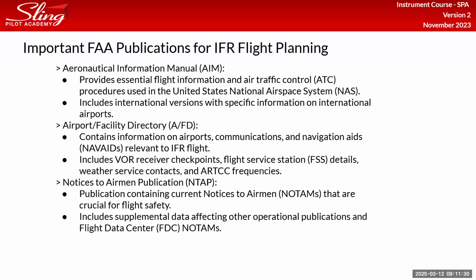Some other important things. We have the AIM, the Aeronautical Information Manual. This provides essential flight information and air traffic control procedures. I don't want to say it's more useful for IFR than VFR, but there are a lot of things about instrument approaches, navigation systems and stuff like that. So if you have questions, you can also look in the AIM. It also includes international versions with specific information on international airports. We have our Airport and Facility Directory, or AFD. This contains information on airports, communications, and navigation aids relevant to IFR flight. It also includes our VOR receiver checkpoints, flight service station details, weather service context, and ARTCC frequency.